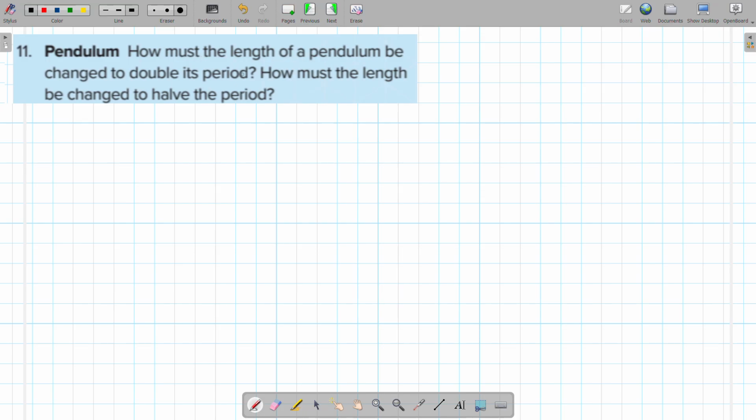How must the length of a pendulum be changed to double its period? So, length and period relation. First, you should know.